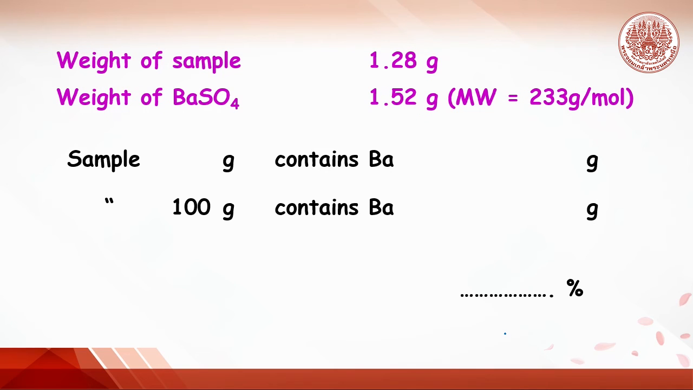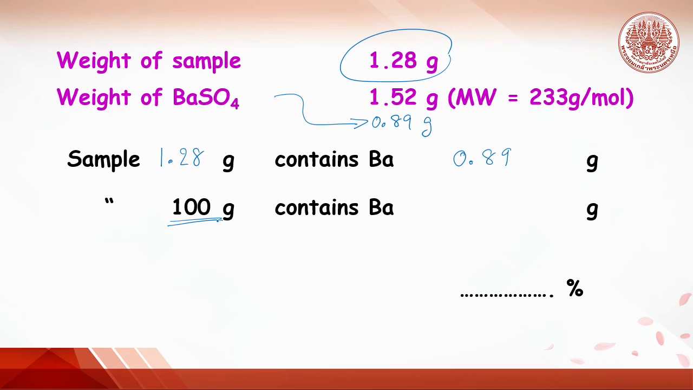We do more calculation. Now we have barium of 0.89 grams from the sample right here. So we can write that a sample of 1.28 grams contains barium of about 0.89 grams. We extrapolate to 100 grams: we get 0.89 times 100 divided by 1.28. So we get the percentage of barium in the sample. It's about 69.53.